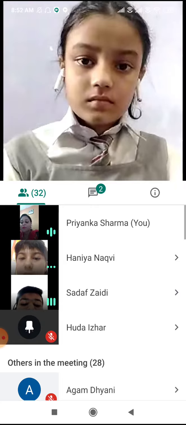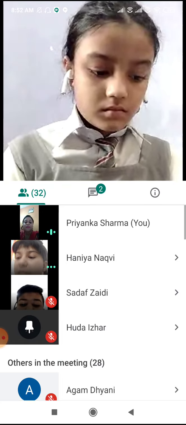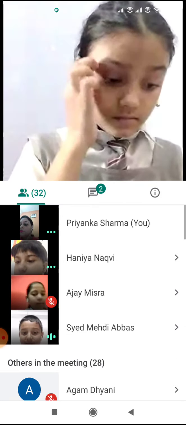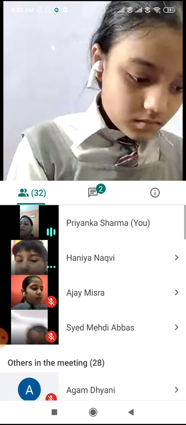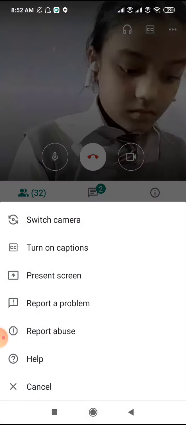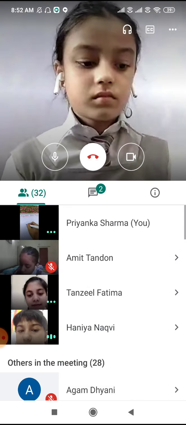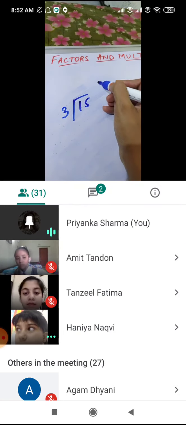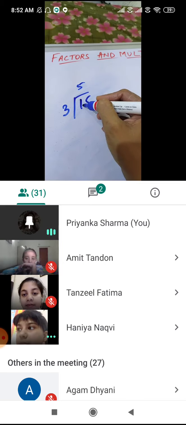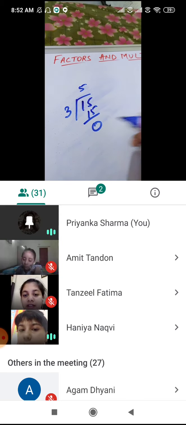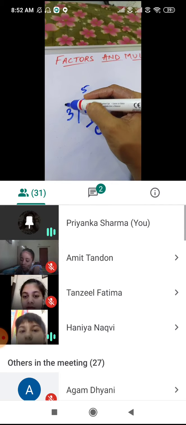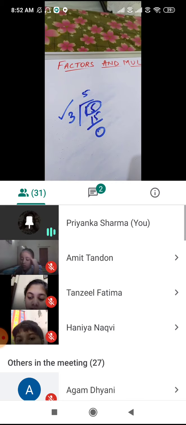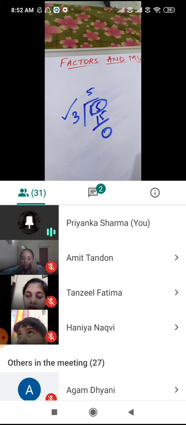So which is the correct option? If we divide 15 by 3, how many times will it go? 3 fives are 15. That means the remainder is 0. This shows that 3 is the factor of 15. So the option is 3, factor of 15.